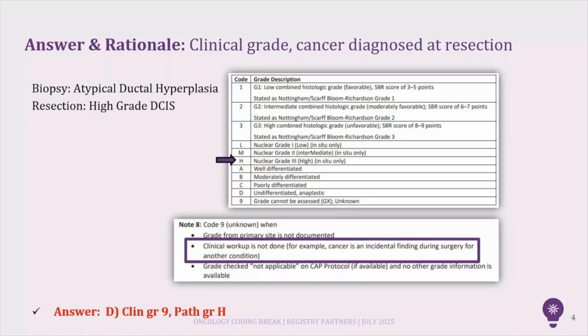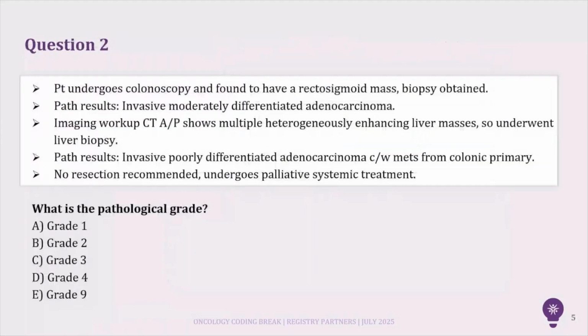Okay, let's look at question 2. So a patient undergoes a colonoscopy and is found to have a rectosigmoid mass. The biopsy shows invasive, moderately differentiated adenocarcinoma. And then the imaging workup shows that the patient has liver masses. Biopsy was performed on those liver masses and resulted in mets. So it was poorly differentiated adenocarcinoma consistent with colon mets. So the surgeon decides no resection. We're going to start the patient on palliative systemic treatment. So my question is, what are we going to do for pathological grade here?